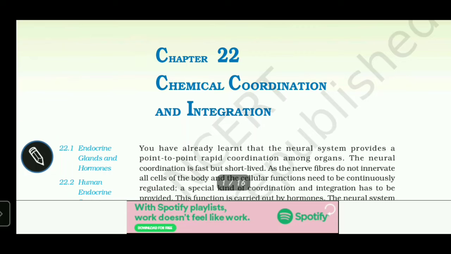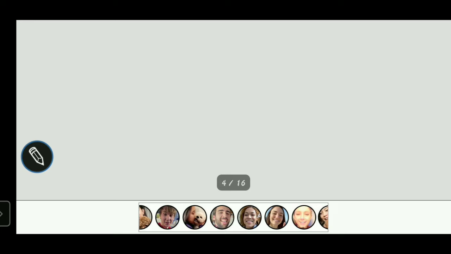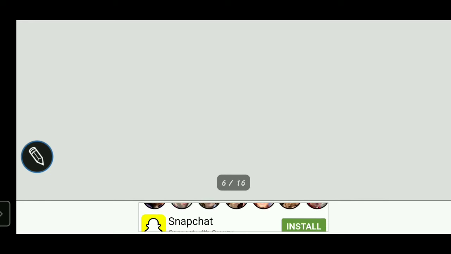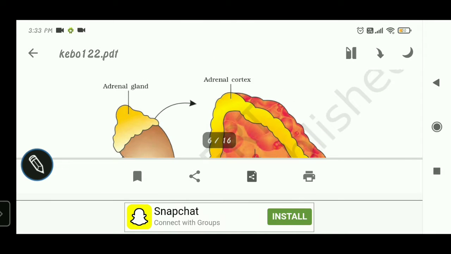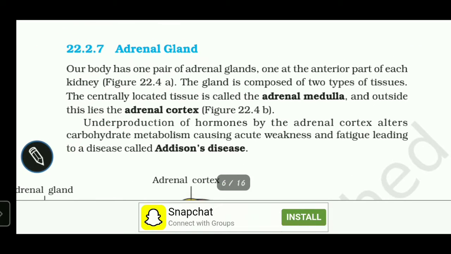Hello everyone. So this is the fourth part of our chapter, which is chemical coordination and integration. So let's begin with the adrenal gland for today. Yes, let's start with the adrenal gland.